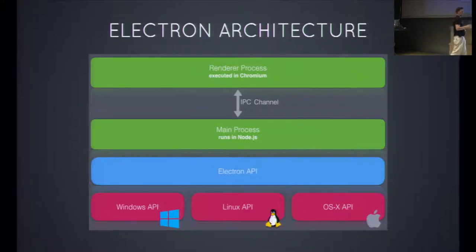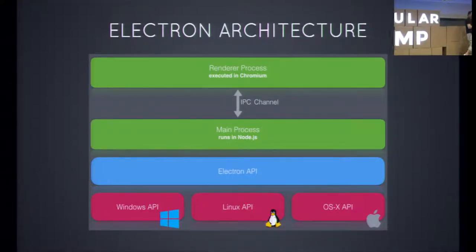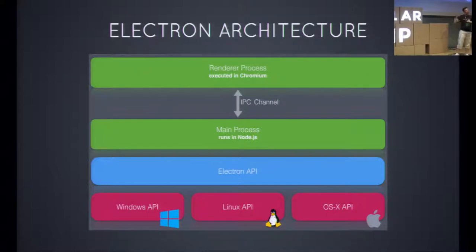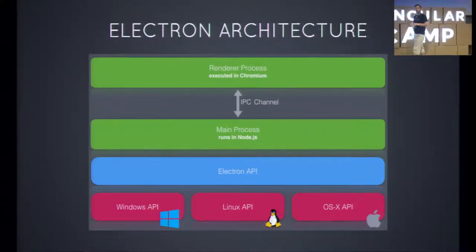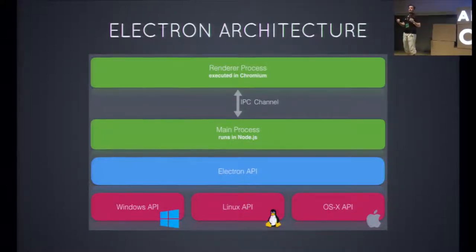Your application will be divided into two different processes. First, there's the main process, which is executed in Node.js, and it's responsible for taking care of the application lifecycle and for talking to those native APIs. And on top of that, there's Chromium. And Chromium is, in all docs and samples, referred to as the renderer process. So that's the area where your single-page application will be executed. And those two processes may communicate with each other.